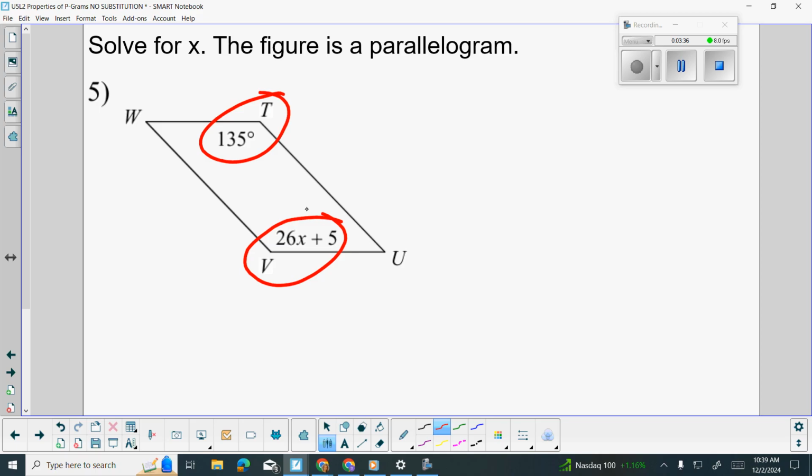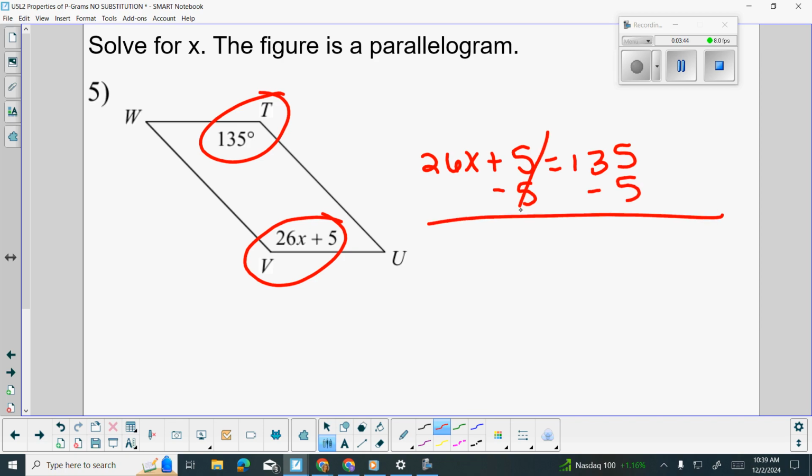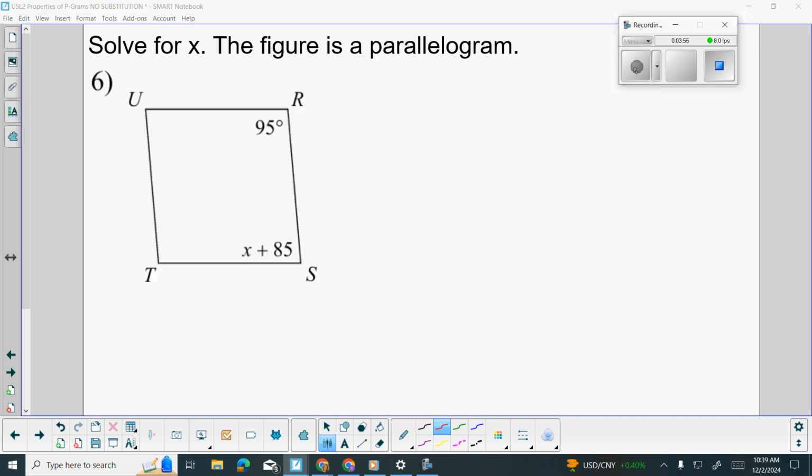Here we have 2 opposite angles. As we mentioned before, opposite angles are congruent, which means we set them equal to each other. Subtract 5 from both sides, and 26x equals 130. Divide both sides by 26, and x equals 5.